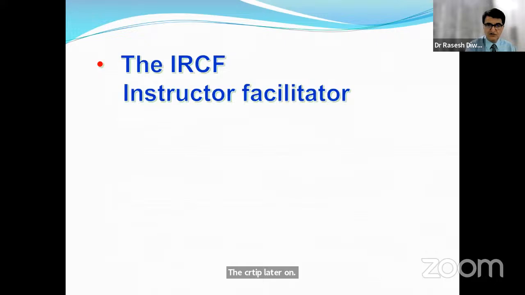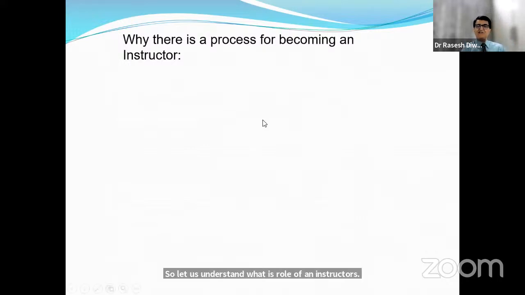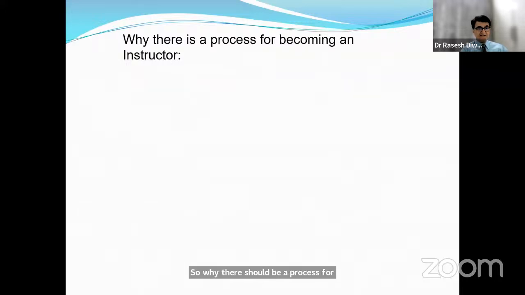So let us understand what is the role of an instructor. First of all, most of us are teachers. And we've been teaching in the medical colleges, also in the conferences and academic events and workshops and everything. So why should there be a process for becoming an instructor? That is the major question we are getting very frequently. We learn from the book, and why should I not be teaching the next day when I have finished the curriculum in the textbooks? So that's the process we must understand for becoming an instructor.